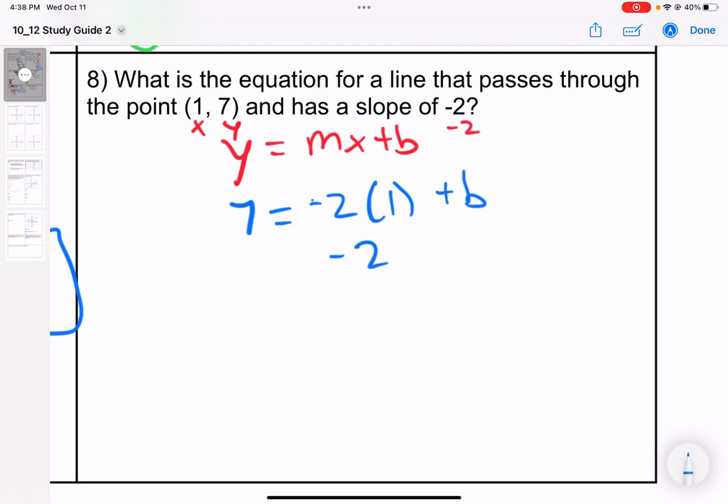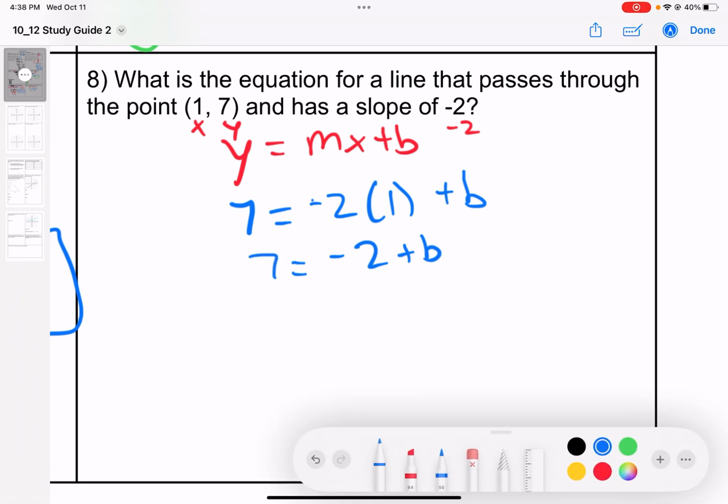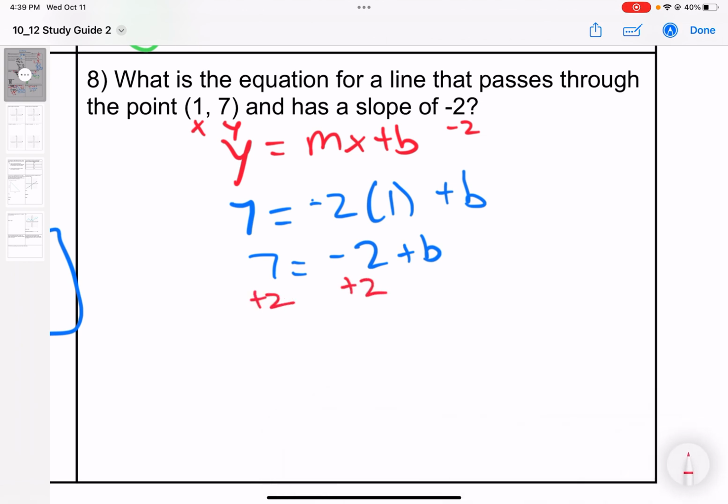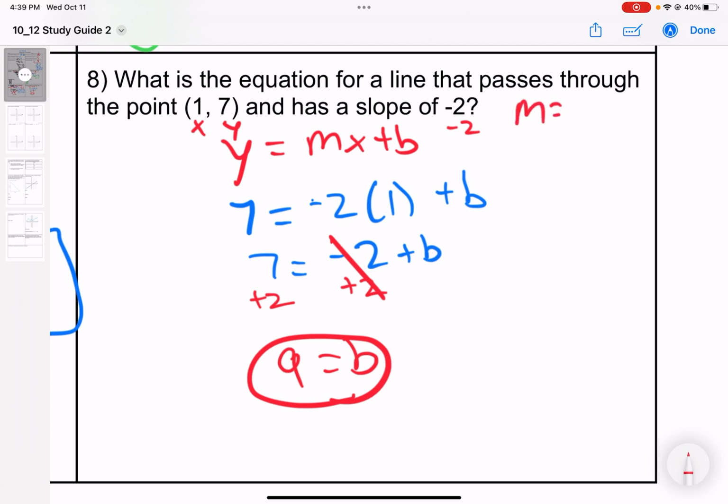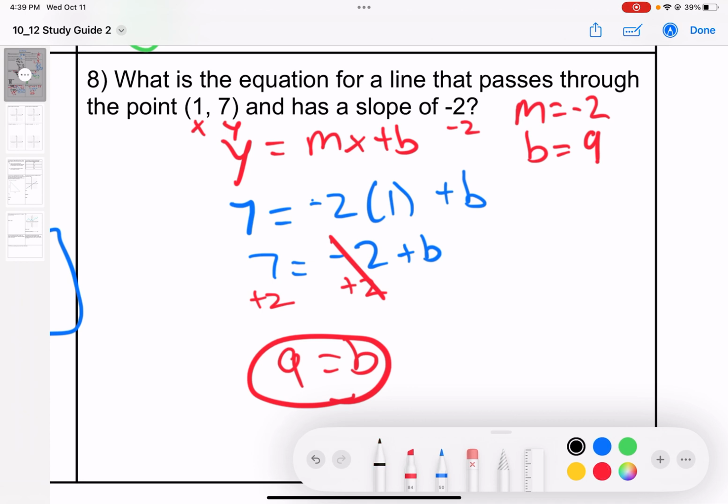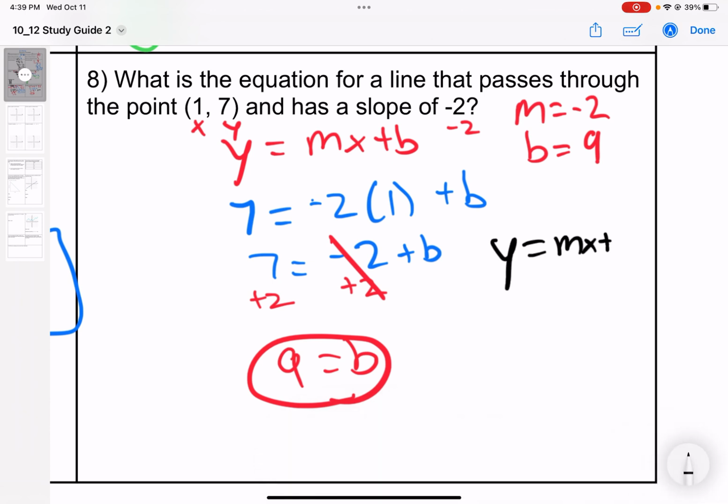Negative 2 times 1 is negative 2. Negative 2 plus b equals 7. To get rid of the minus 2, I add 2 to both sides. These cancel. We get b is equal to 7 plus 2, which is 9. So b is 9. Now that I know the slope is negative 2 and the y-intercept is 9, all I'm doing is plugging that into y equals mx plus b, right? Y equals negative 2x plus 9.